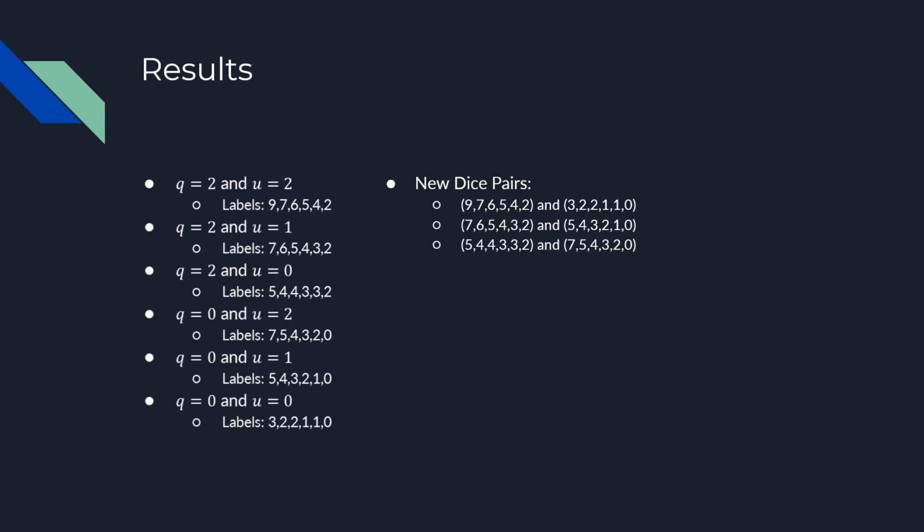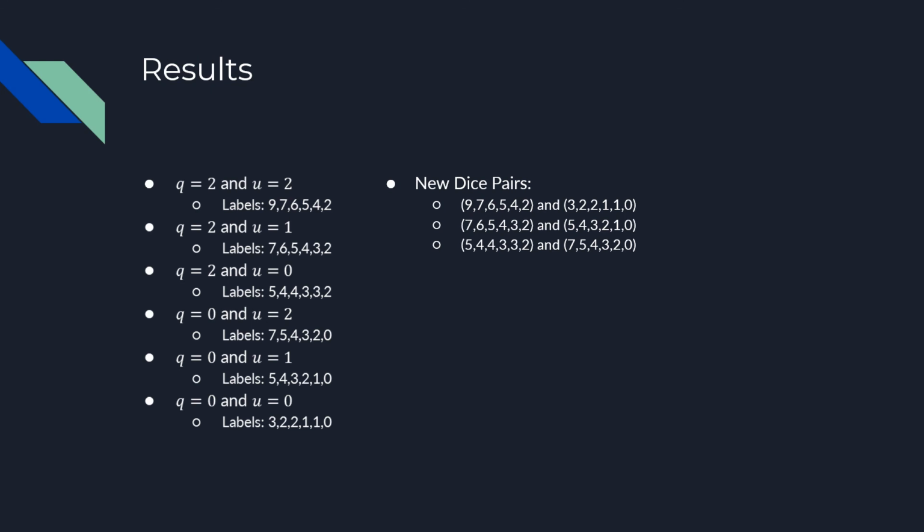So what are the others? Well, for q equal to 2 and u equal to 2, we get labels 9, 7, 6, 5, 4, 2. For q equal to 2 and u equal to 1, we get 7, 6, 5, 4, 3, 2. For q equal to 2 and u equal to 0, we get labels 5, 4, 4, 3, 3, 2. For q equal to 0 and u equal to 2, we get labels 7, 5, 4, 3, 2, 0. For q equal to 0 and u equal to 1, we get 5, 4, 3, 2, 1, 0. And for q equal to 1 and u equal to 1, we get 3, 2, 2, 1, 1, 0.